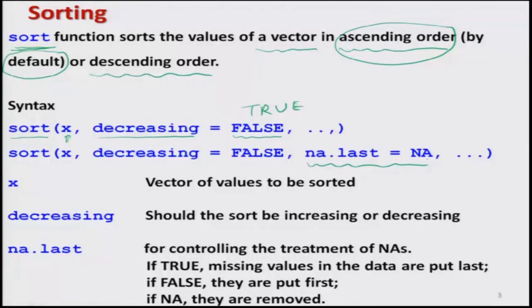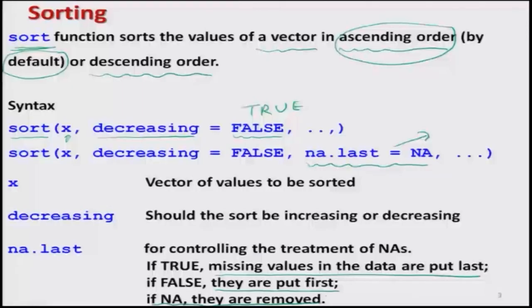That means missing values are going to be denoted here by NA. If I say this statement is true, the missing values in the data are put in the last. If I say this value is false, these values are put in the first. That means the missing values occur at the end of the x vector. And if I say NA, that means the missing values are not handled, and R will simply ignore them.